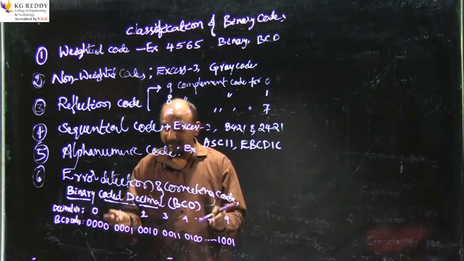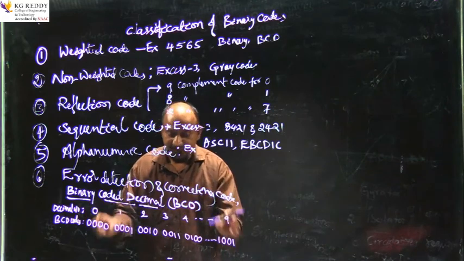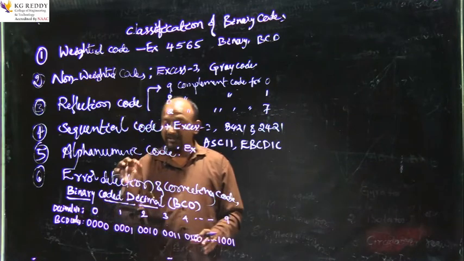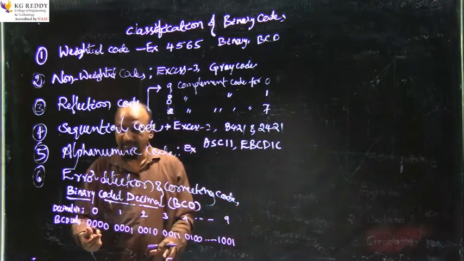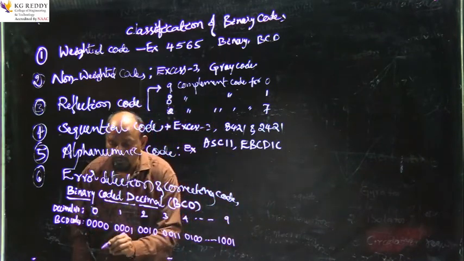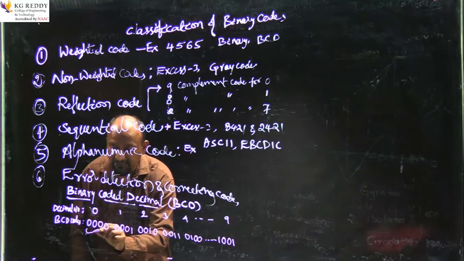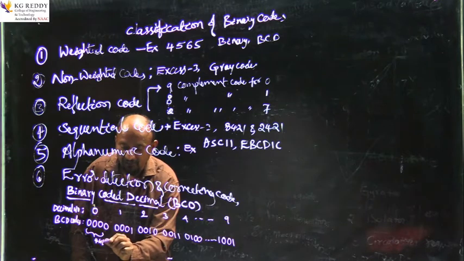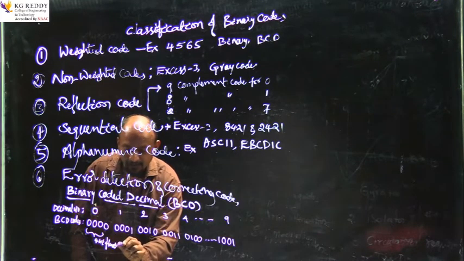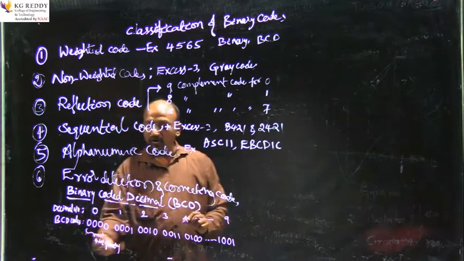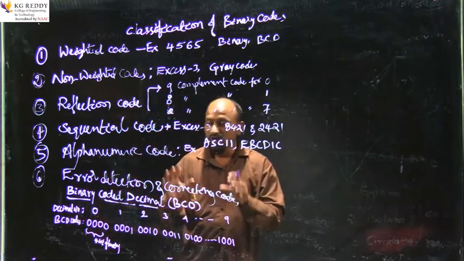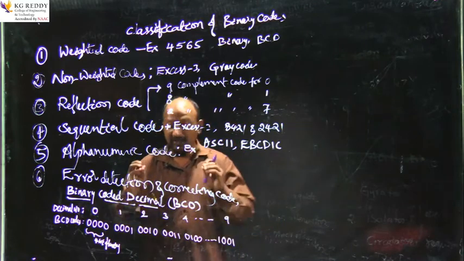Okay, but to represent the BCD, we have taken 4 bits of binary. Very important point: in the BCD, we are supposed to use only 4 bits of binary. These are the 4 bits of binary. So these are all 4 bits of binary only. So BCD consists of 4 bits of binary only.